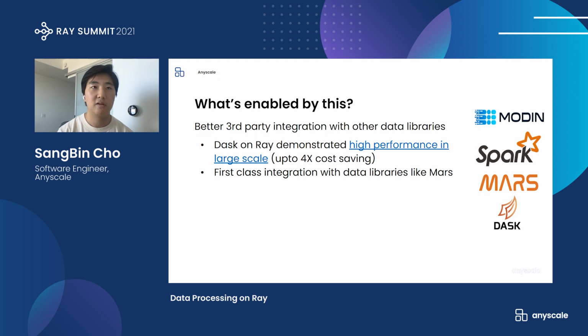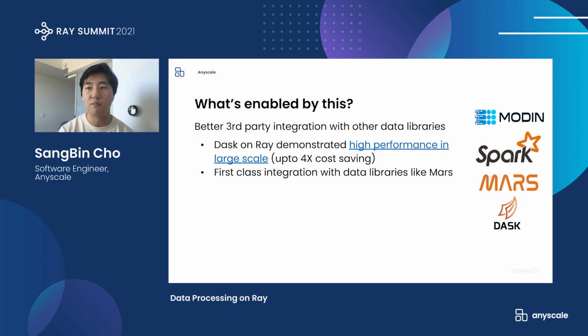So before we talk about these architectural improvements we've made, let's see what has been enabled after this robust data processing support on top of Ray. The first thing that was enabled is the stronger third-party integration. For example, Dask on Ray now has much stronger scalability and performance. We have seen very high performance at really large scale, like 4 petabytes of data processing. We have seen 4 times cost saving compared to the regular Dask distributed backend.